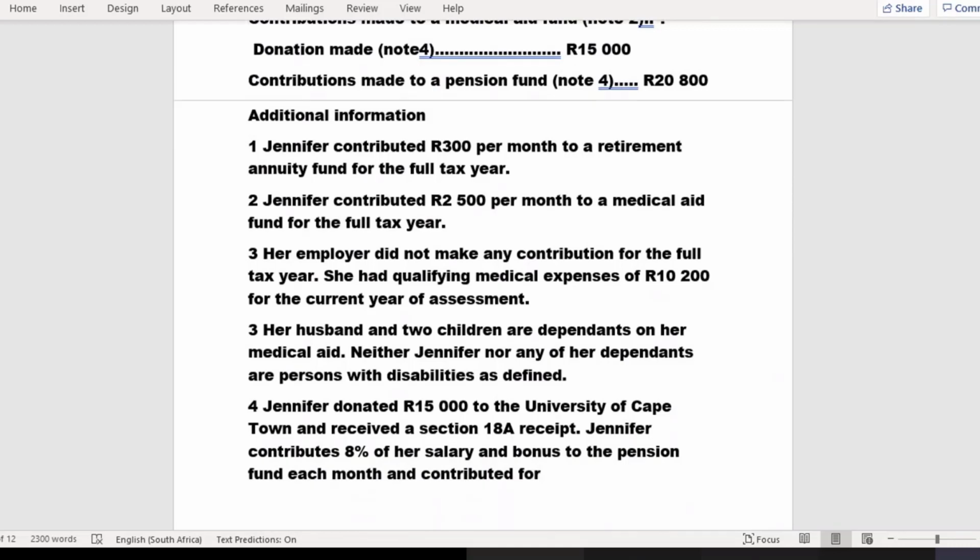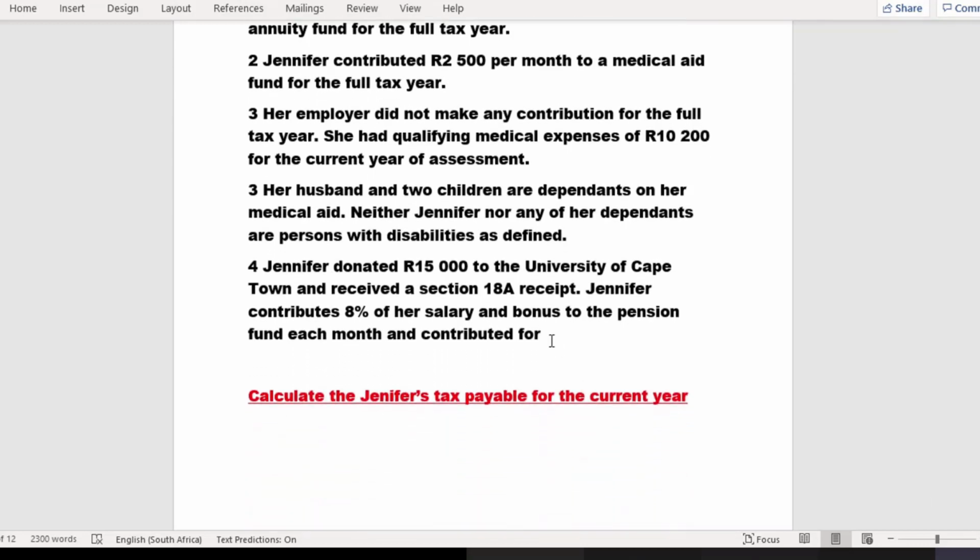You remember the formula that we have with regards to the medical aid, for disabled people and people that are not disabled. So you also need to bear that in mind. All right, so let's look at note 4. It says Jennifer donated 15,000 rand to the University of Cape Town and received a Section 18A receipt. Jennifer also contributed 8% of her salary and bonuses to the pension fund each month for the full year. Calculate Jennifer's tax payable for the current year of assessment.